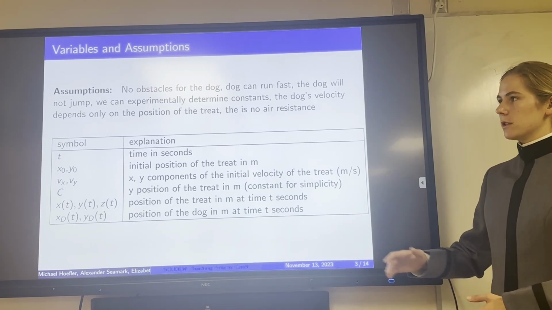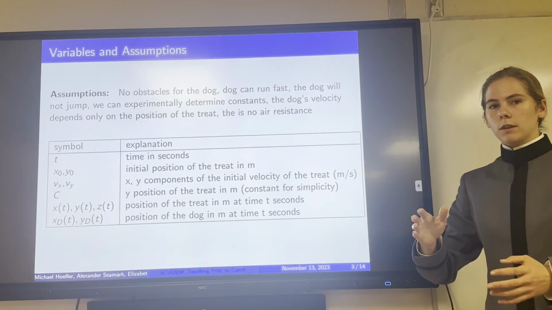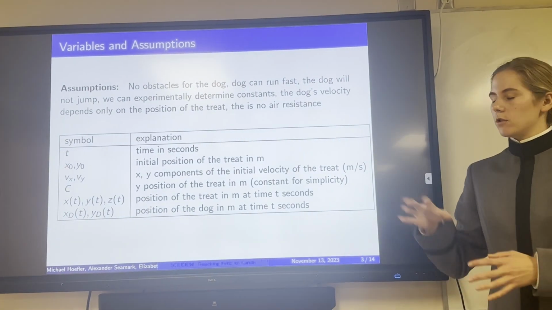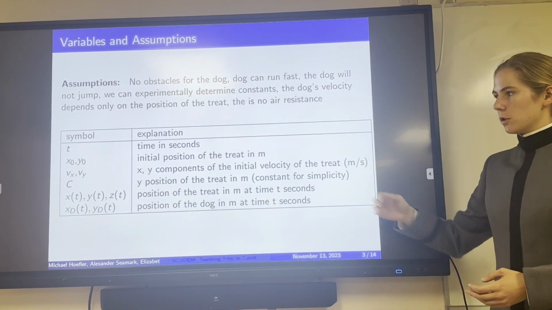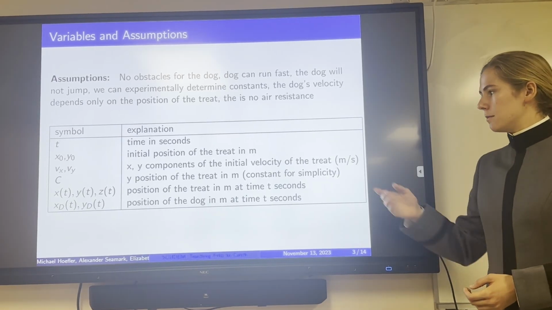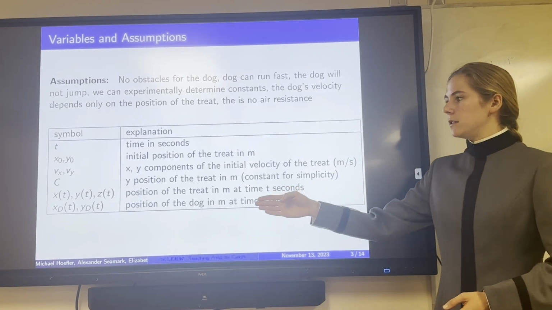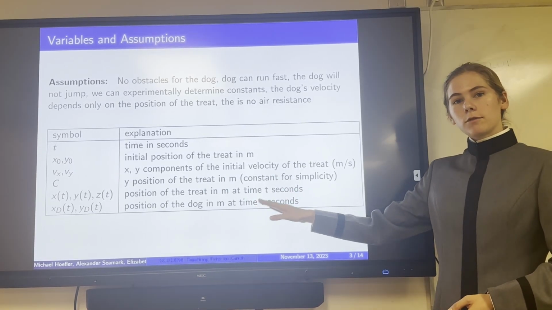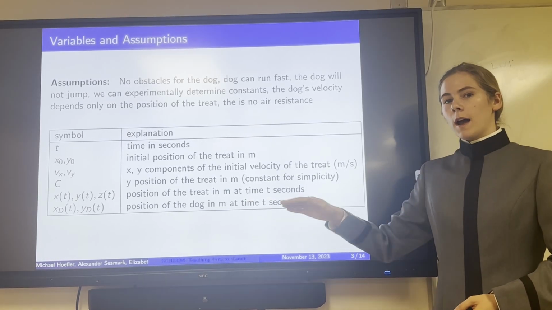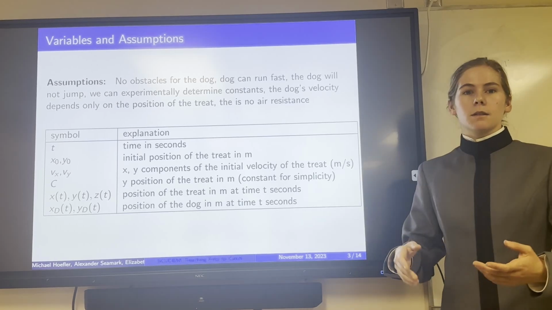First, we have these variables and assumptions. The main thing to note here is that for the dog, there's not really any obstacles, that the dog can actually run as fast as our model says it can, and that there's no air resistance. Variables right here, most important to note is that it's time in seconds since the treat was thrown, it's meters and meters per second for the velocity, and that your x of t, y of t, and z of t are the position of the treat after time t seconds in meters, and their x sub d of t and y sub d of t are the x and y positions of the dog in meters at time t since the treat was thrown.